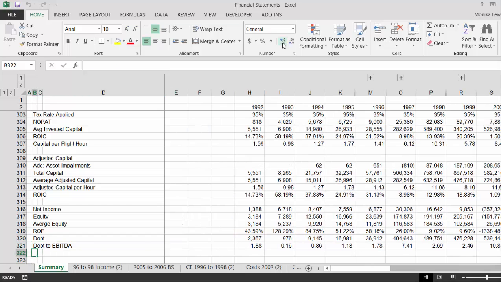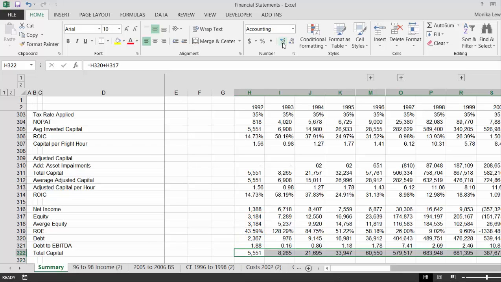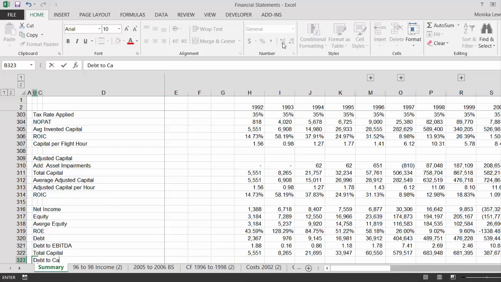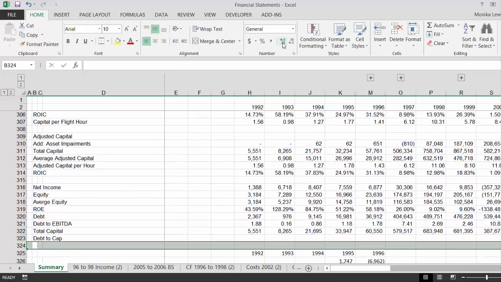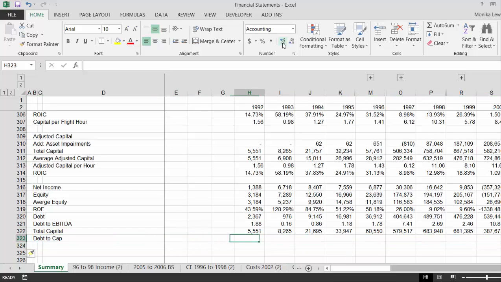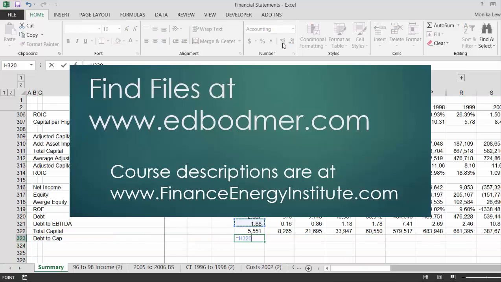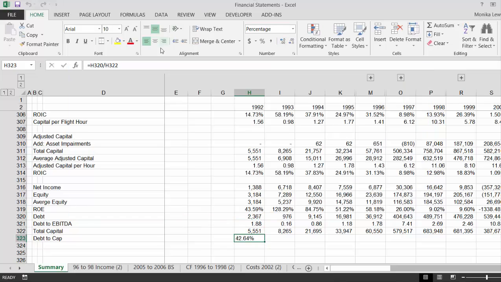How about let's put debt to capital. Total capital is simply going to be the debt here plus the equity, and then we put the debt to capital. I know some of you, I don't want to get into the silly argument about debt to equity or debt to capital. So here's the debt divided by the capital. Shift Control P to get it right.